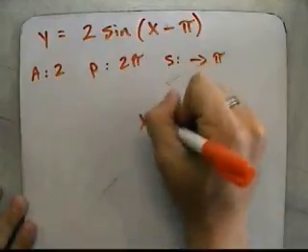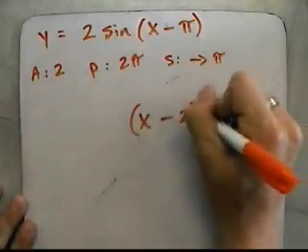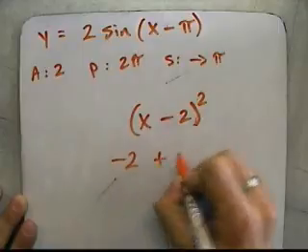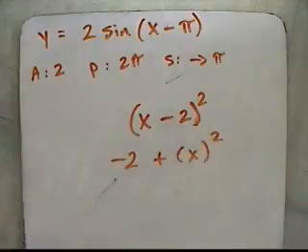That's like me going x minus 2 squared, and then saying, all right, well, I'm going to go negative 2 plus x squared. That's like me taking it out. Can't take it out of there.